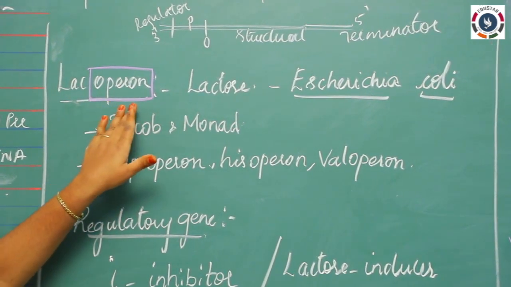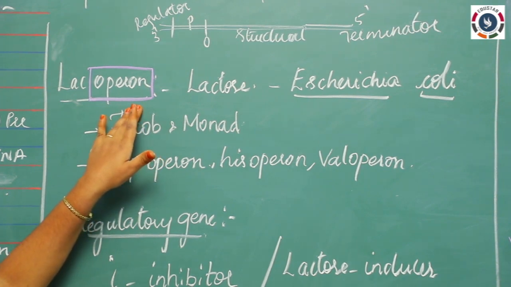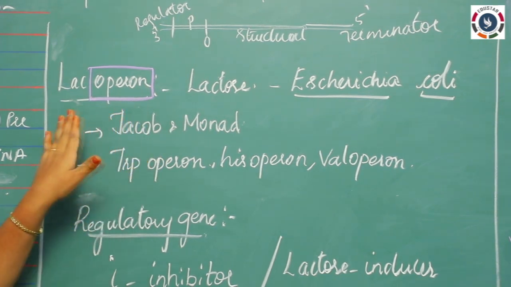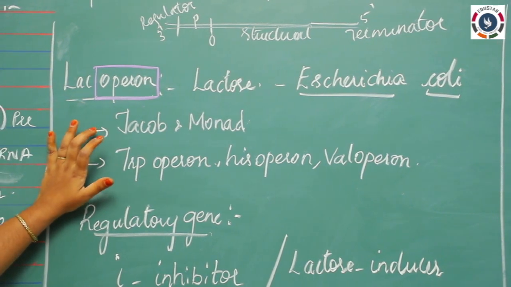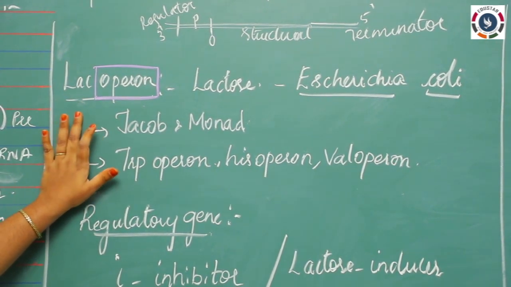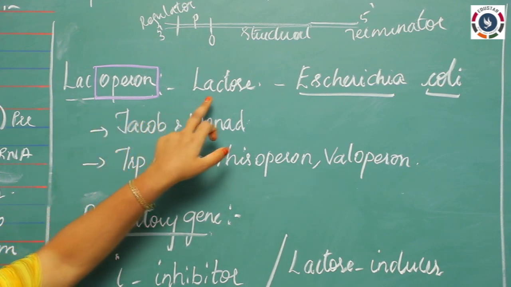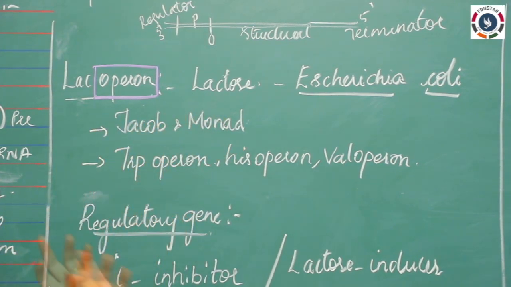That is said to be the operon. A set of genes regulates the protein synthesis. So here, this lac operon was first discovered by Jacob and Monod. Here, lac means lactose. For Escherichia coli, we have to know one concept.